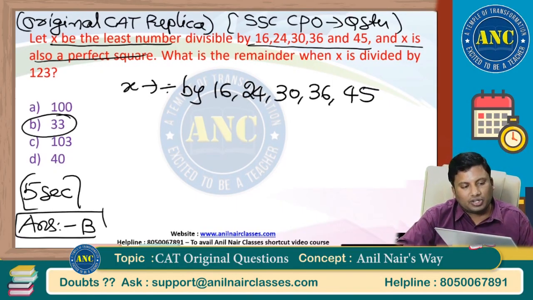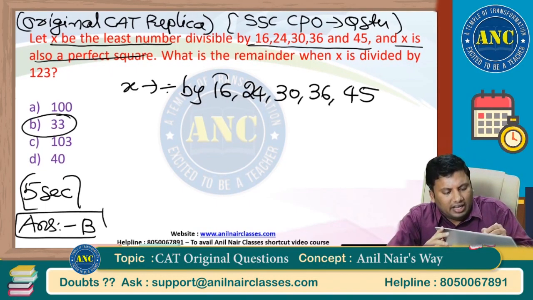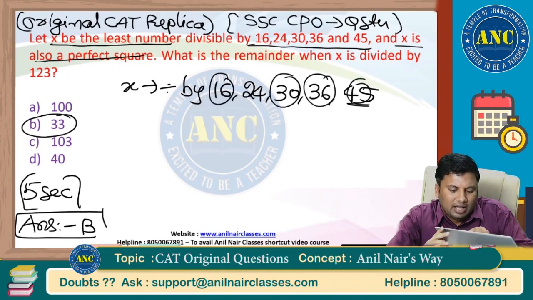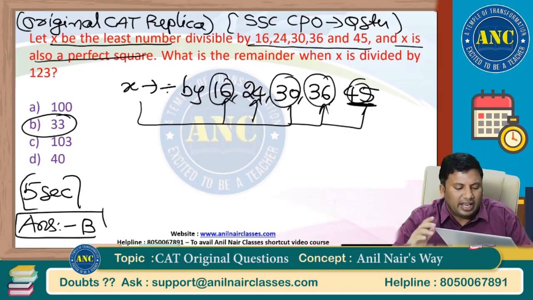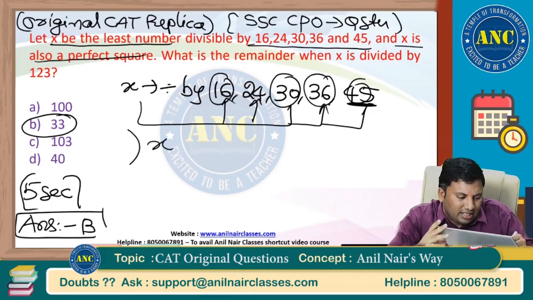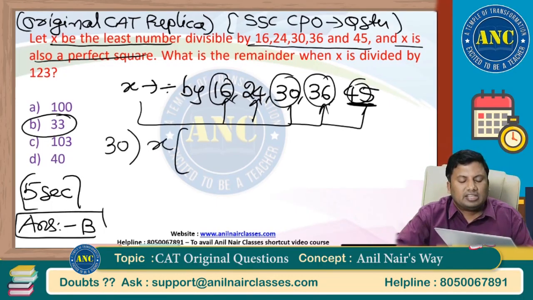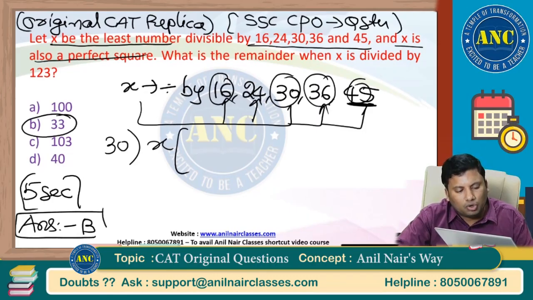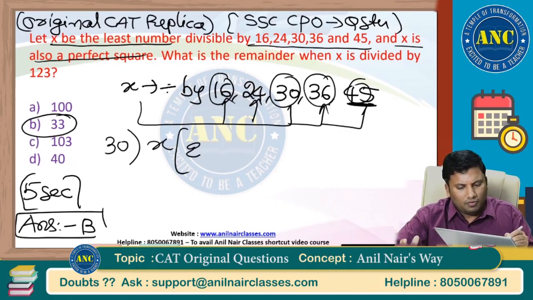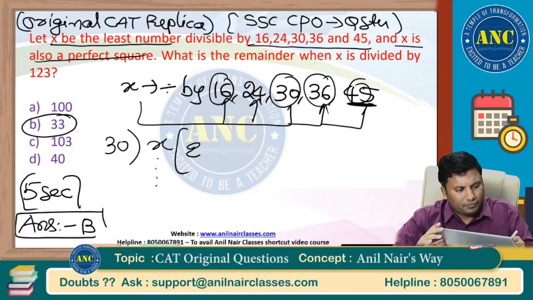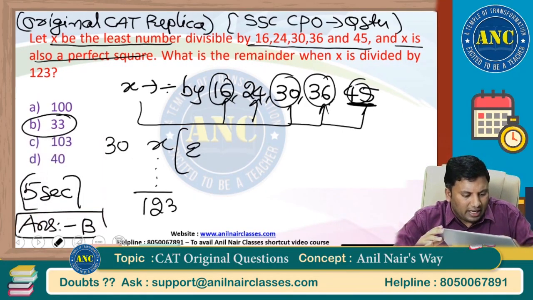How did I solve this question? Through sheer observation. x is divisible by any of these numbers. Can I say that x is divisible by 30 or 36 or 45 or 16? Take 30: when x is divided by 30, the dividend is nothing but divisor into quotient. Quotient I don't know. Now see here, I will explain it neatly for you.